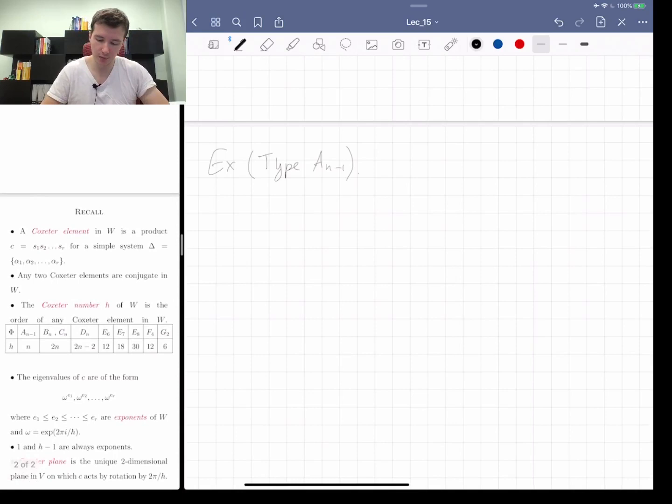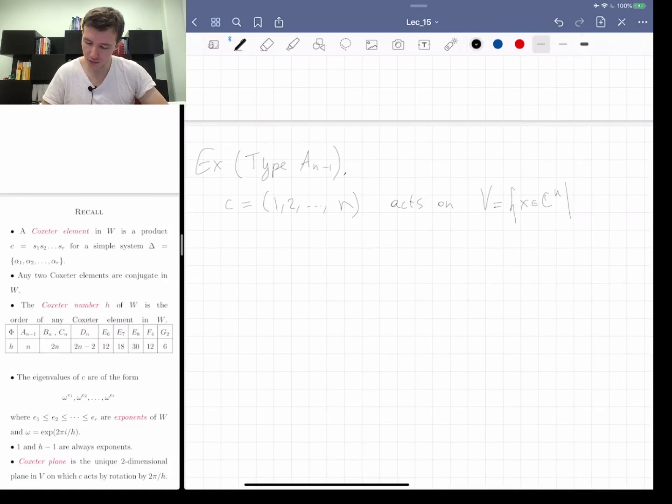So remember the Coxeter number, I can choose any one of them. In particular, I can choose the long cycle, the n-cycle, and it acts on V. What is V? V is the n minus 1 dimensional space. So it's the set of all vectors in C^n such that the sum of the coordinates x_i is equal to 0. That's the span of my root system.